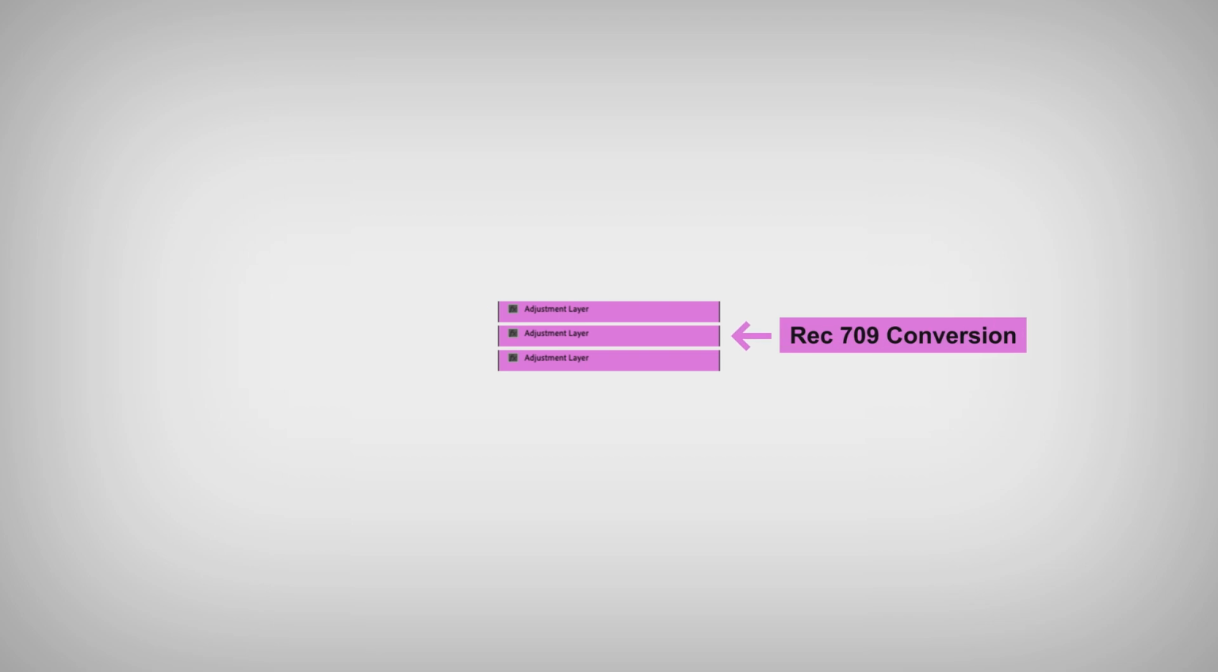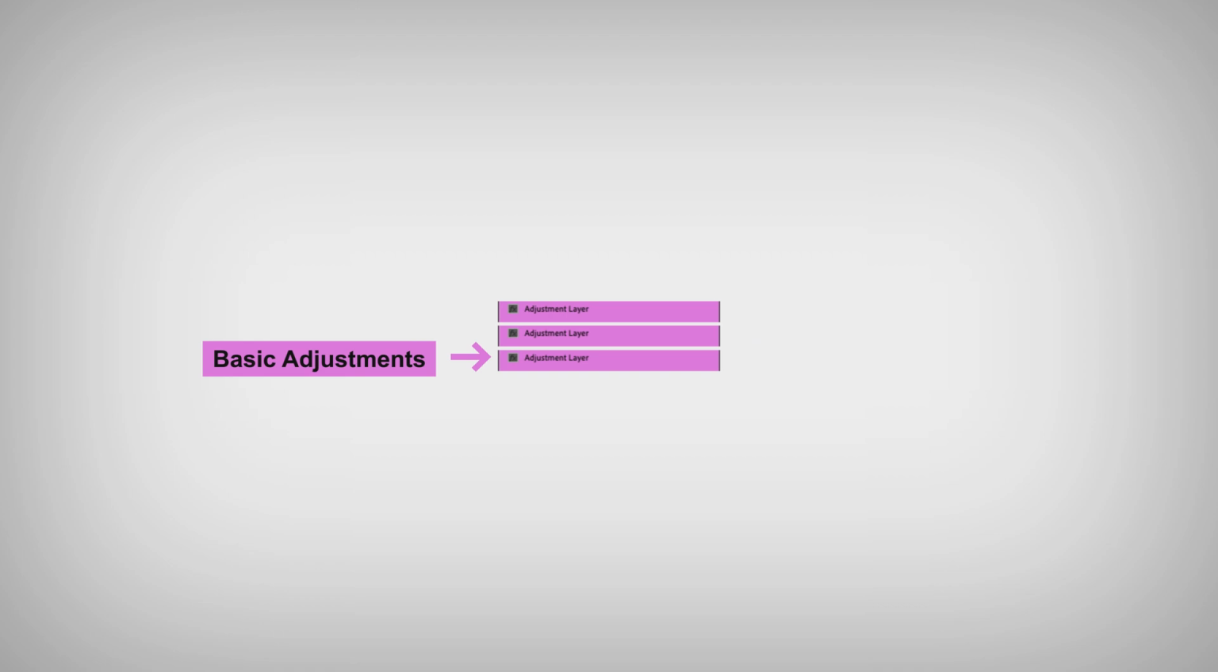The reason why we need three adjustment layers is the first one's going to be your LUT, the second one is going to be the conversion to Rec 709, and the third one, which is gonna be the bottom one, is just gonna be basic adjustments.